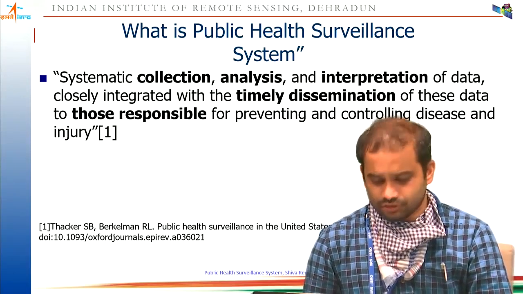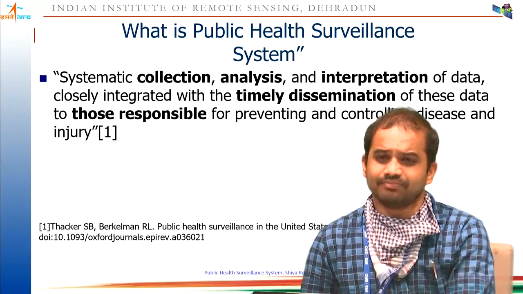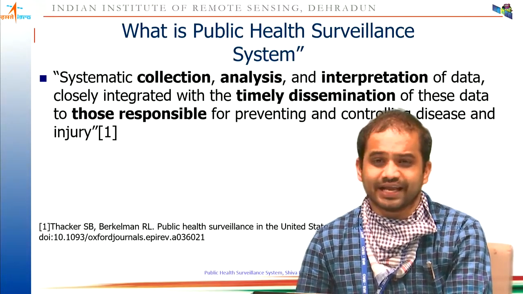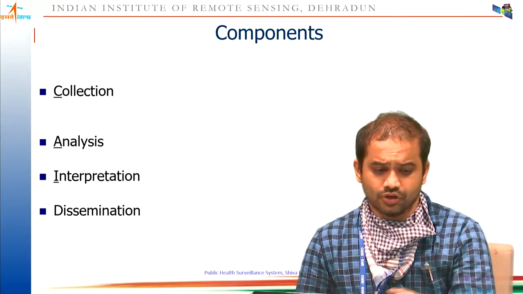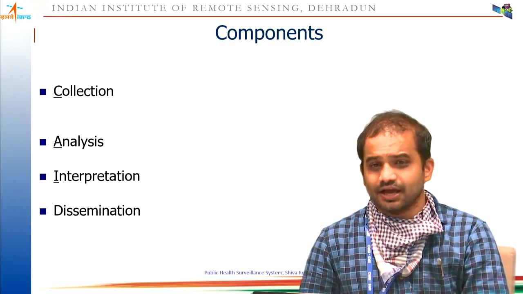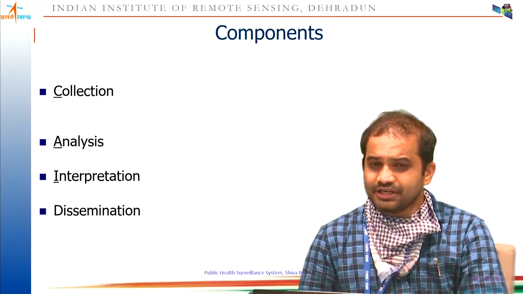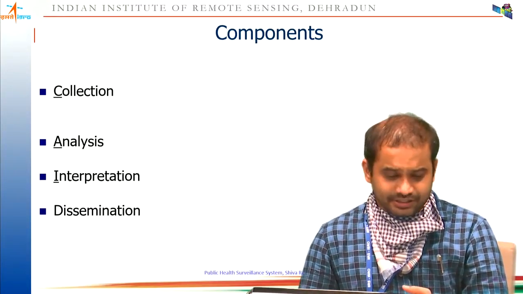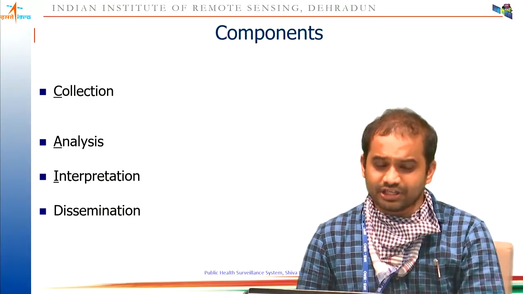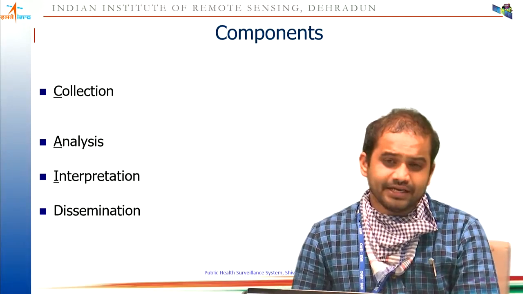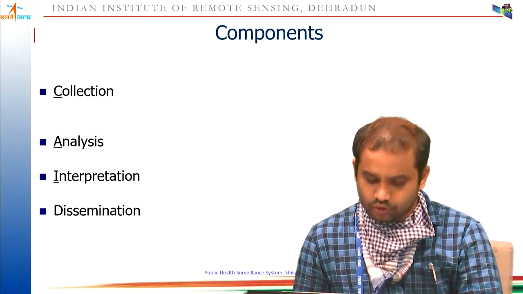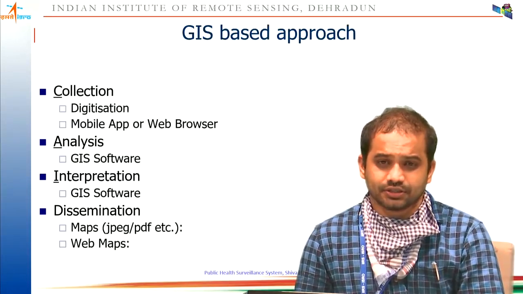So I will move further. Having some understanding of the public health surveillance system will actually help to see how GIS can help in that. As we discussed, it has four components: collection, analysis, interpretation, and dissemination. While systematic collection, analysis, and interpretation are very important so that we always track the public health scenario, finally, dissemination of these results to the stakeholders who can actually take action.